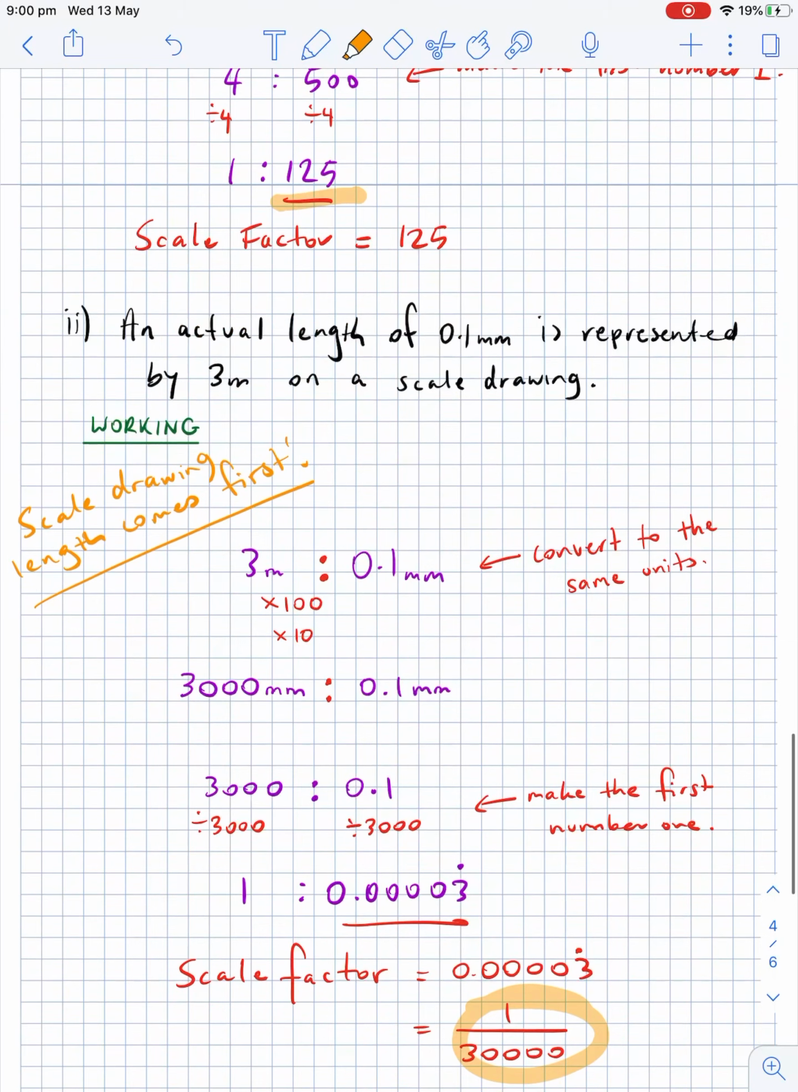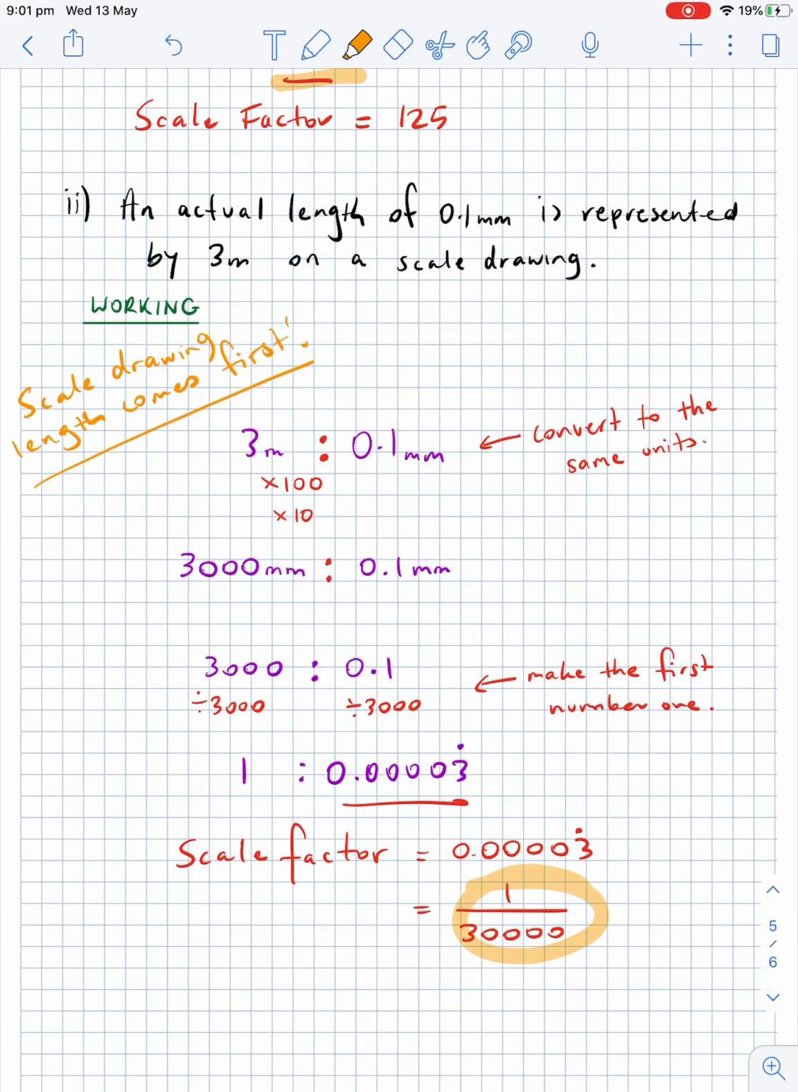Okay, next up. An actual length of 0.1 millimetres, so a very small length, a tenth of a millimetre, is represented by 3 metres on a scale drawing. Remember, first part of your ratio is your scale drawing. That's 3 metres, a really big drawing. So that comes first, 3 metres. The 0.1 millimetres comes second, because always your real life measurement, the actual length, comes second.